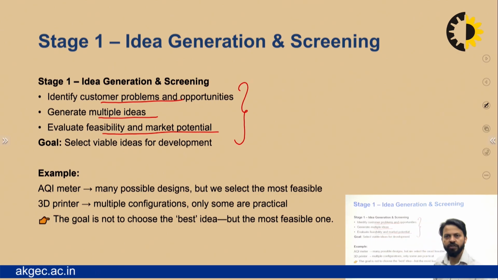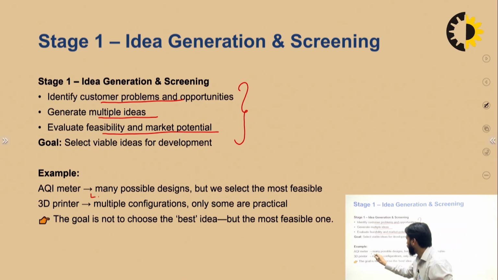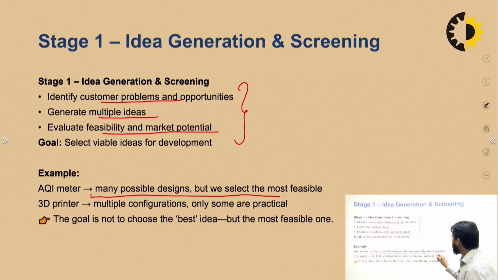Feasibility and market potential, you have to see that. For example, AQI meter, many possible designs. There are many possible designs that you can think of for the portable AQI meter. Similarly, various vendors, various OEMs are available for the 3D printing market.